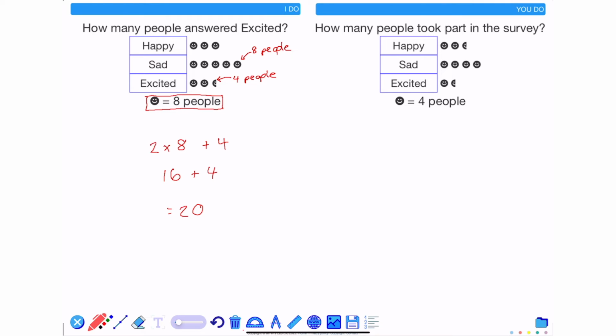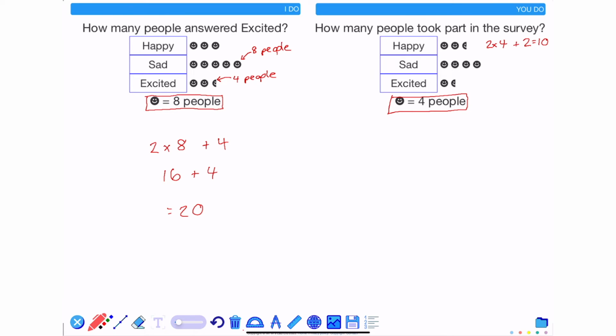With this question, a happy face represents 4 people. So with happy, I have 2.5 faces. Knowing that 1 face represents 4, 2 faces would represent 2 times 4. I've also got half a face, which would be half of 4, so 2. This means 2 times 4 is 8, add on the 2 is 10.